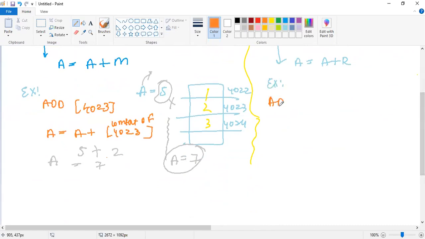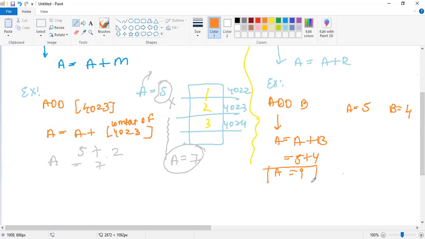Example like add, let b. So let a be 5 and let b is 4. And see how it will be what? This is nothing but a equal to a plus b. So 5 plus 4 is nothing but 9. So now this will be gone. Now in your A there will be 9, and in your B there's nothing change. So in B there will be 4 only.